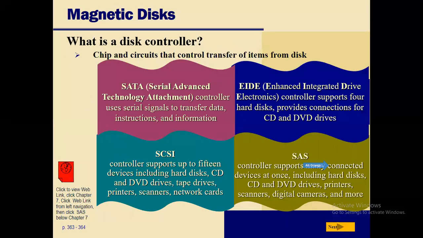These are some disk controllers where SATA is used. This type of controller uses a serial signal to transfer data, instructions, and information. Another is the SCSI controller, which supports up to 15 devices including the hard disk. Another is the Enhanced Integrated Drive Electronics, EIDE, controller, which supports 4 hard drives, and the SAS controller supports many connected devices at once, including the hard disk, scanners, and digital cameras.